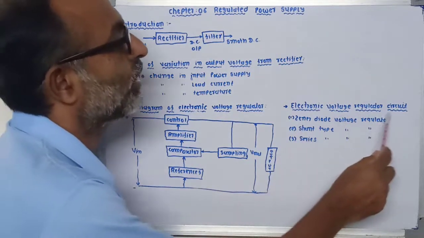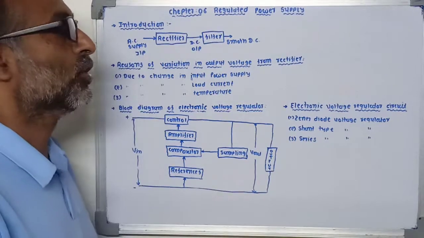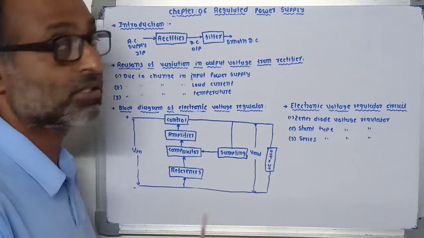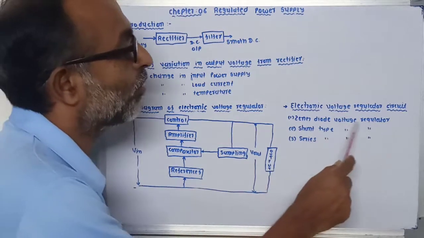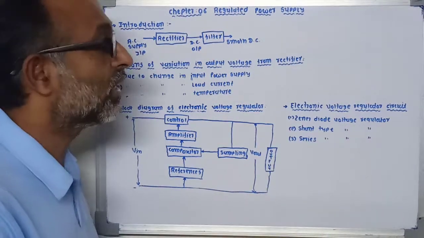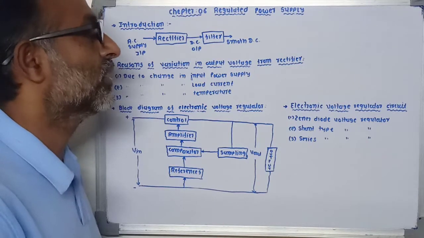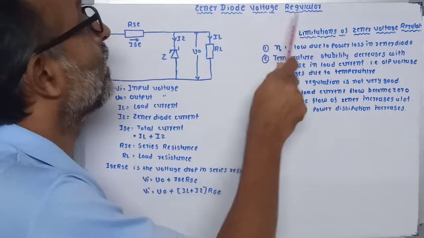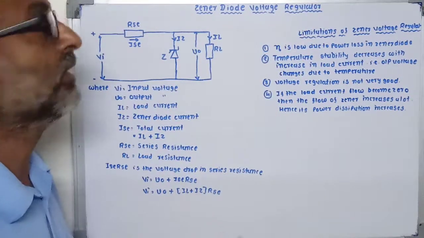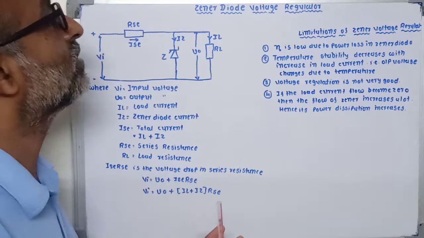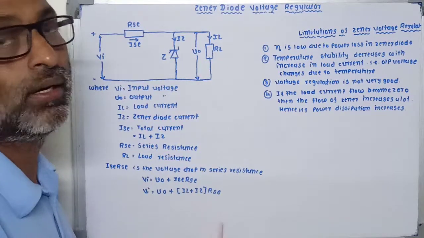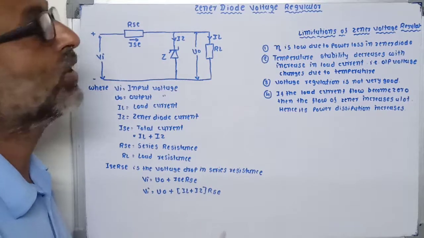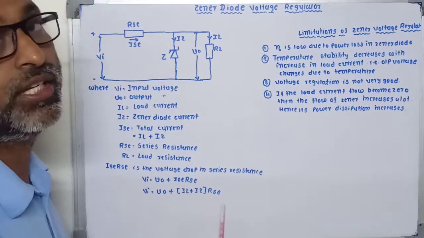Next, the electronic voltage regulator circuit. So there are three types of circuits used as a voltage regulator circuit. First, Zener diode voltage regulator. Second, shunt type voltage regulator, and third, series type voltage regulator. Zener diode voltage regulator: this type of circuit is very simple and less expensive. It is used where high voltage regulation is not required.